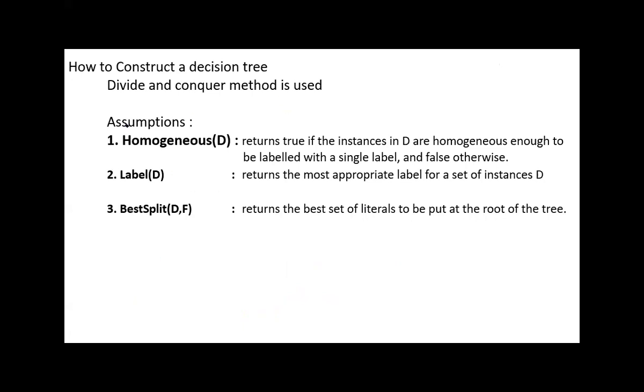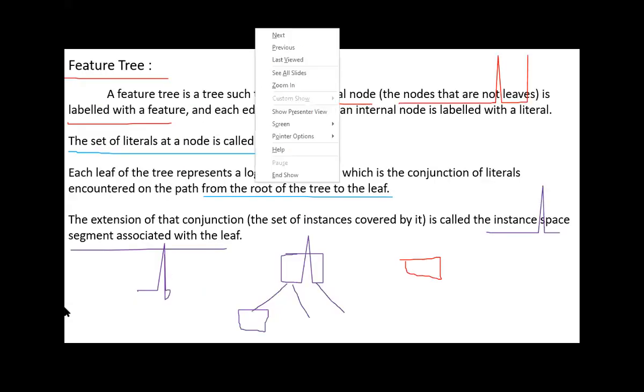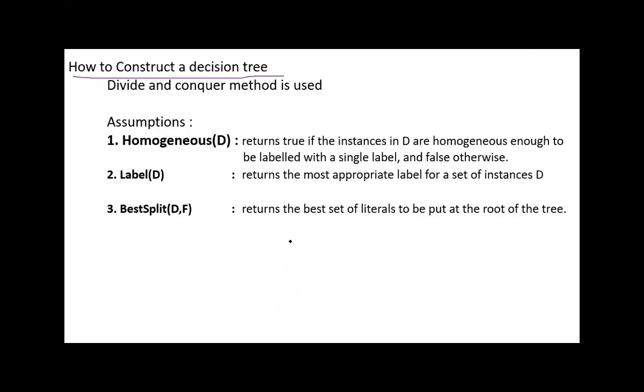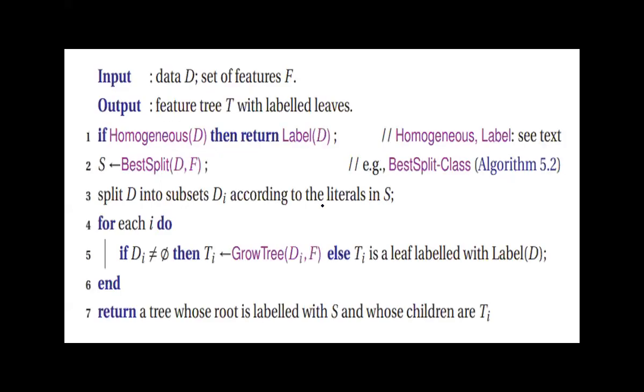Now, how to construct a decision tree, my dear friends? A decision tree is constructed using the divide and conquer algorithm. You might have already learned divide and conquer with quicksort in data structures, and also in DAA. Some assumptions are made, some conditions. What do you mean by homogeneous of D? What is D? D is our data set.